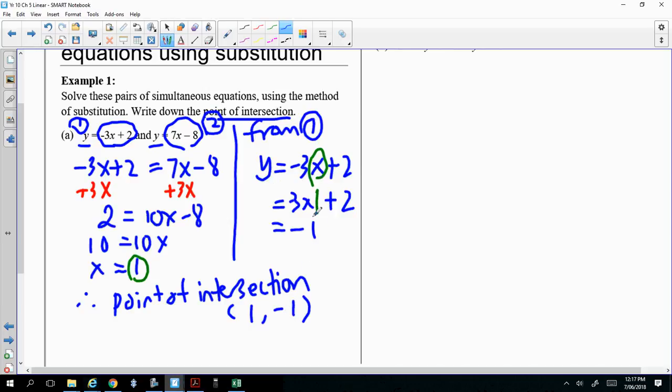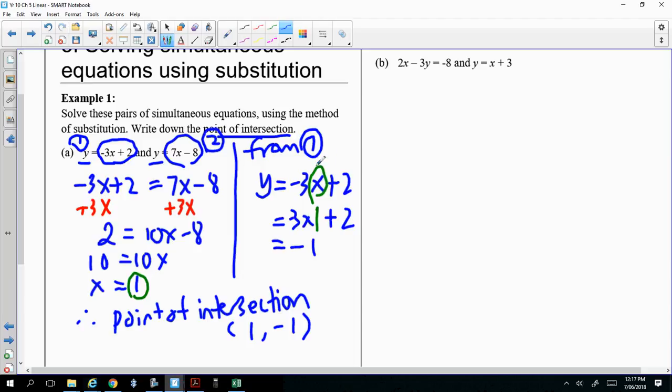Now keep in mind that the question will tell you what method to use, and sometimes they may ask you to use the elimination method to solve this equation. So make sure you read the question. There's another question you're going to do, so try the next one when you're ready.